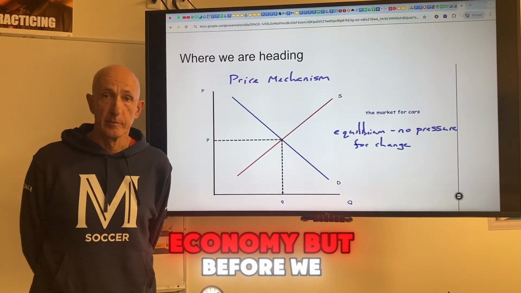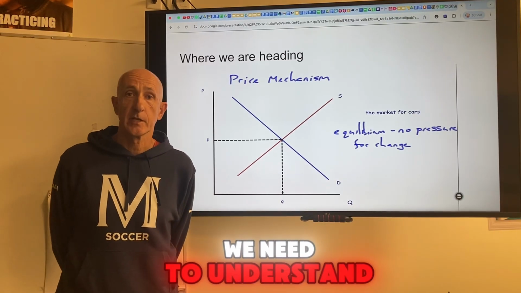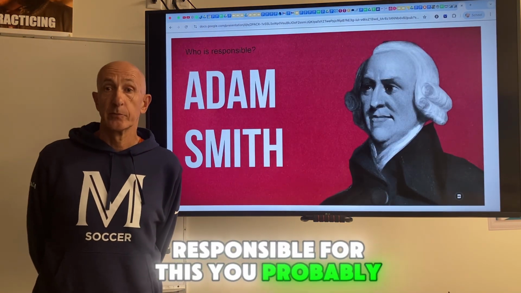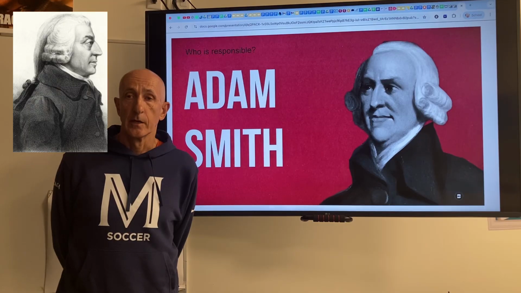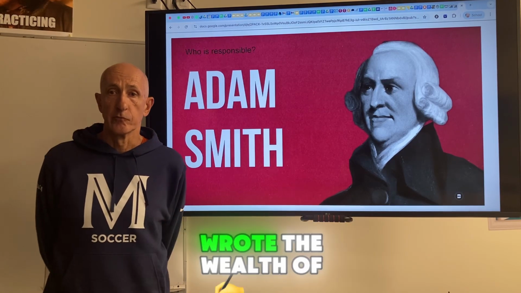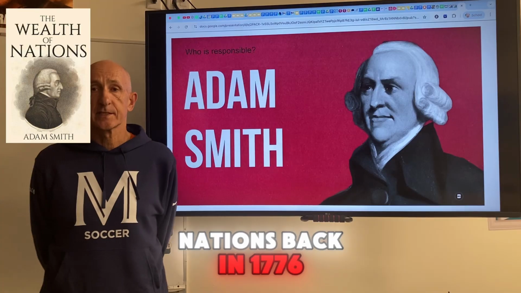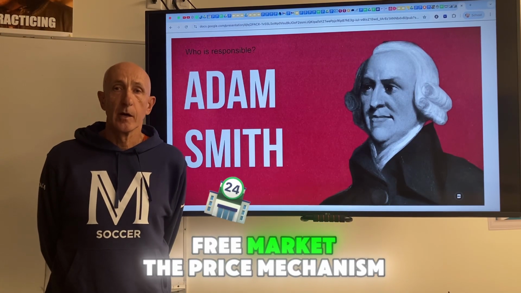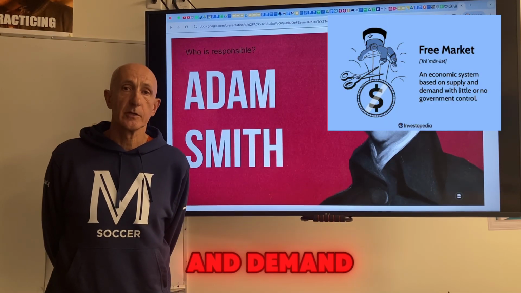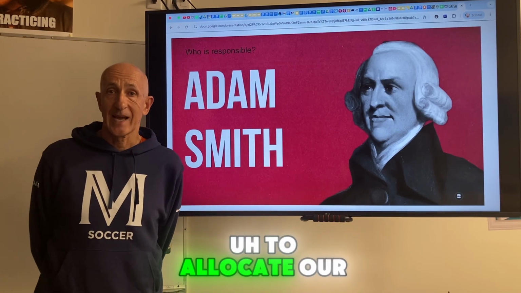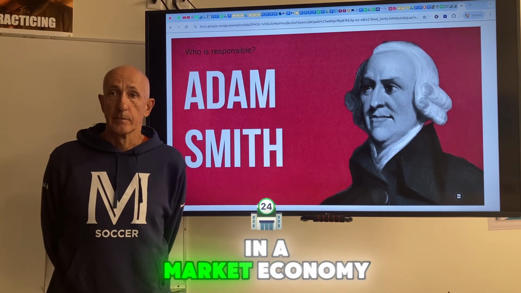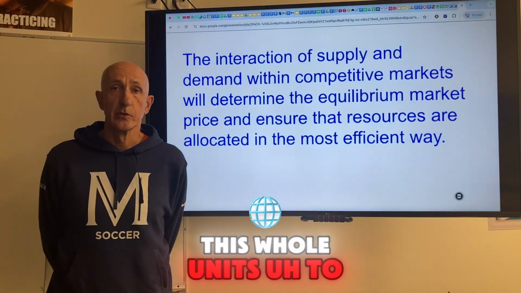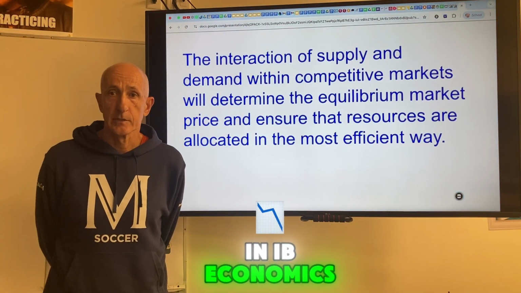in a market economy. But before we get to that diagram, we need to understand both the individual demand curve and the supply curve. So the person responsible for this, you've probably come across already, is Adam Smith. Adam Smith was a Scottish economist, wrote The Wealth of Nations back in 1776, and he really laid out the way that the free market, the price mechanism, the forces of supply and demand, whatever you want to call it, to allocate our scarce resources in a market economy, how that's going to work. So he's responsible for this whole unit in IB Economics.